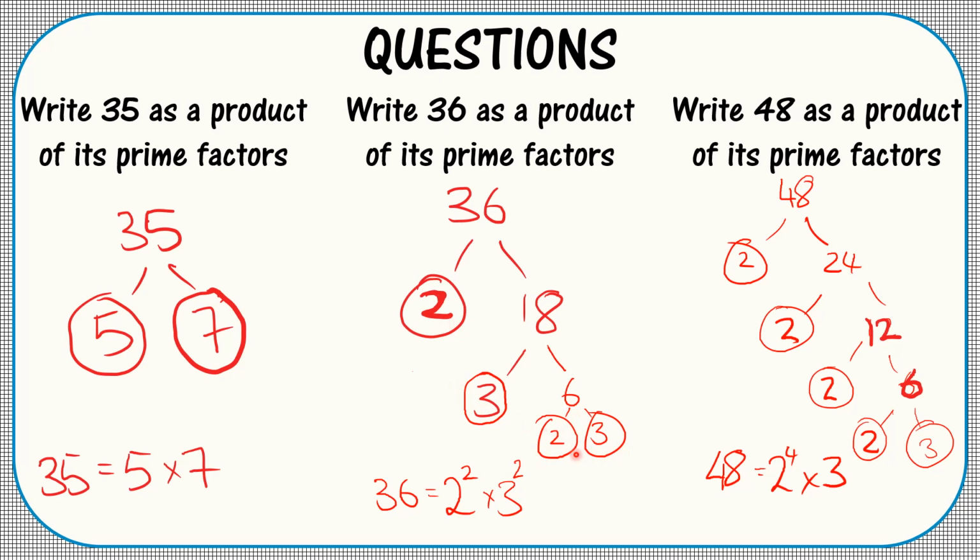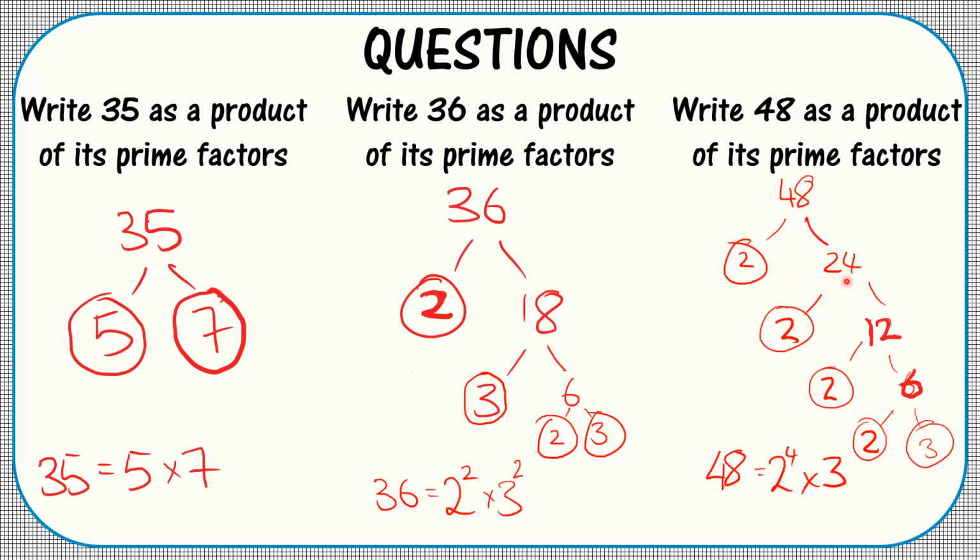You'll collect all of the 2's. So there's two 2's, so it's 2 squared multiplied by 3 squared. You know that 2 squared is equal to 4, 3 squared is equal to 9. 4 times 9 is equal to 36. So it's always good to check your answer at the end to make sure you get back to the original number. Let's go through the final question.